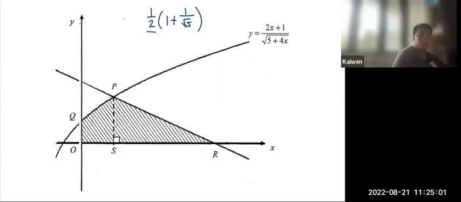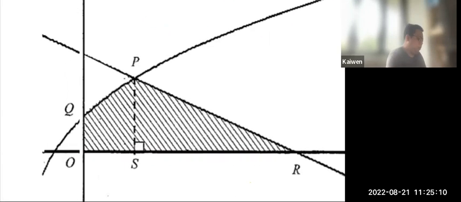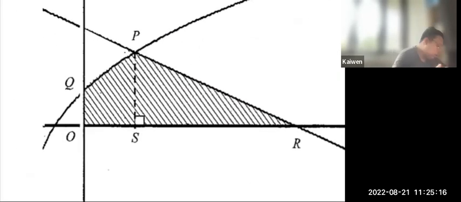You have a half. So a half links to triangle, links to trapezium. There's 2. Which is it and where is it? Okay. So you need to find where is this 1, where is this 1 over root 5. So I'm going to reveal the answer. The answer is actually here. I'm going to draw a line joining Q to P.